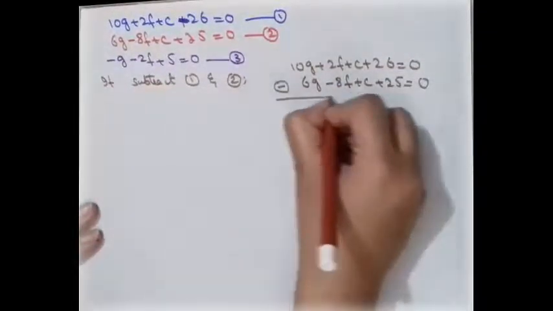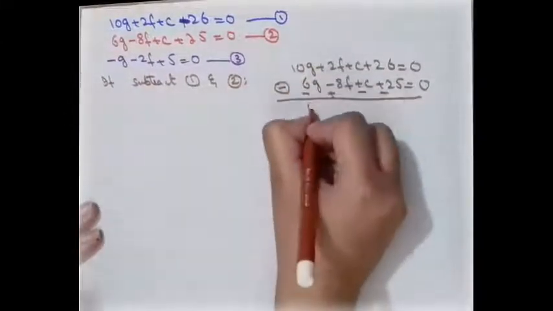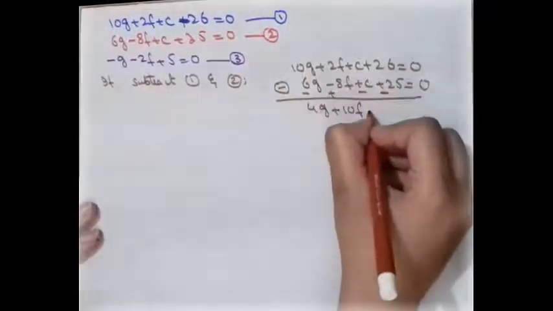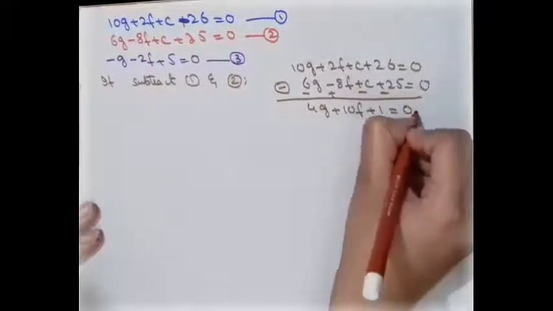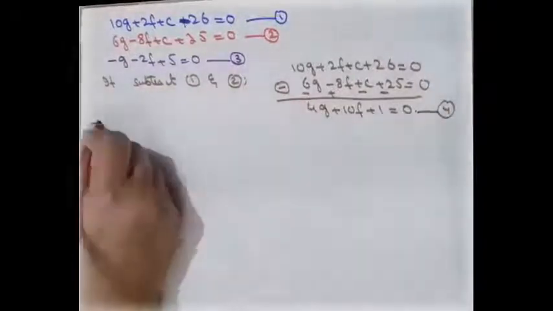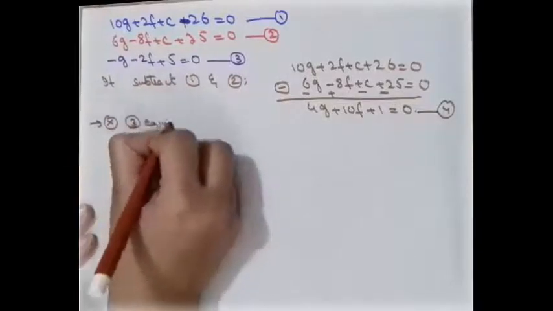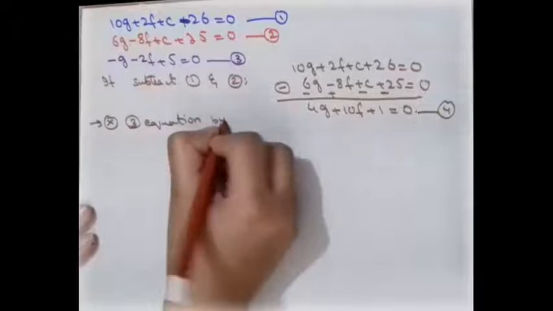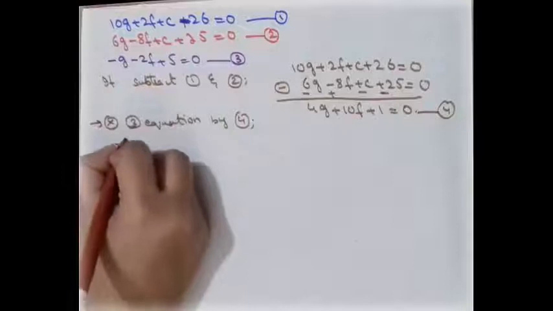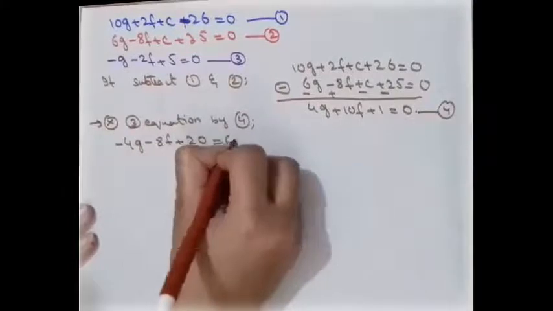If we take the subtraction operation, then all the signs will be changed. So it will be 4g plus 10f, and this c can be cancelled out, and plus 1, which is equal to 0. Now if we say that this is the fourth equation, and we multiply the third equation by 4, then it will be -4g minus 8f plus 20, which is equal to 0.